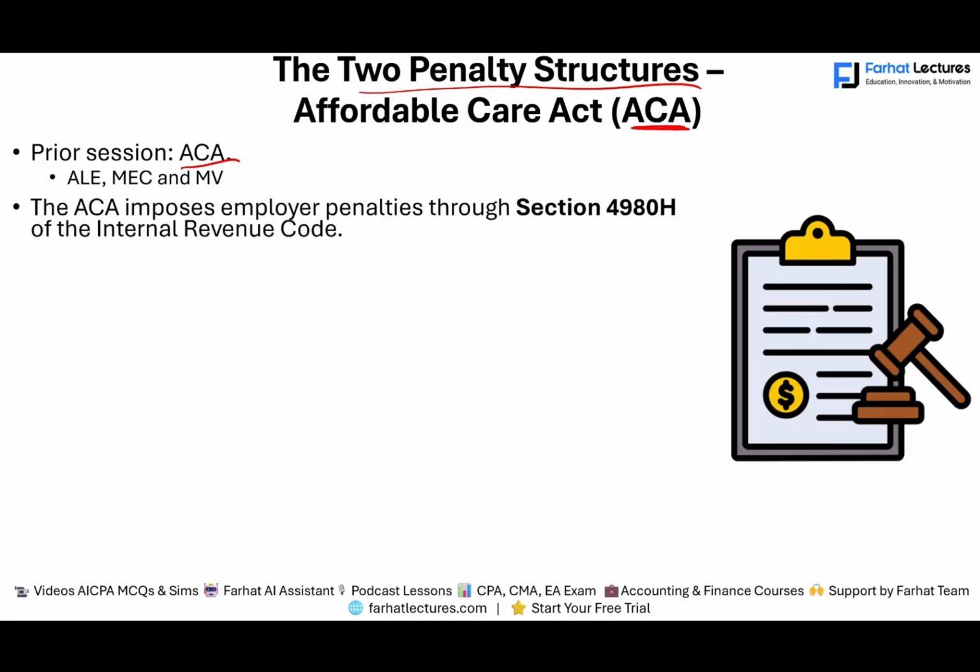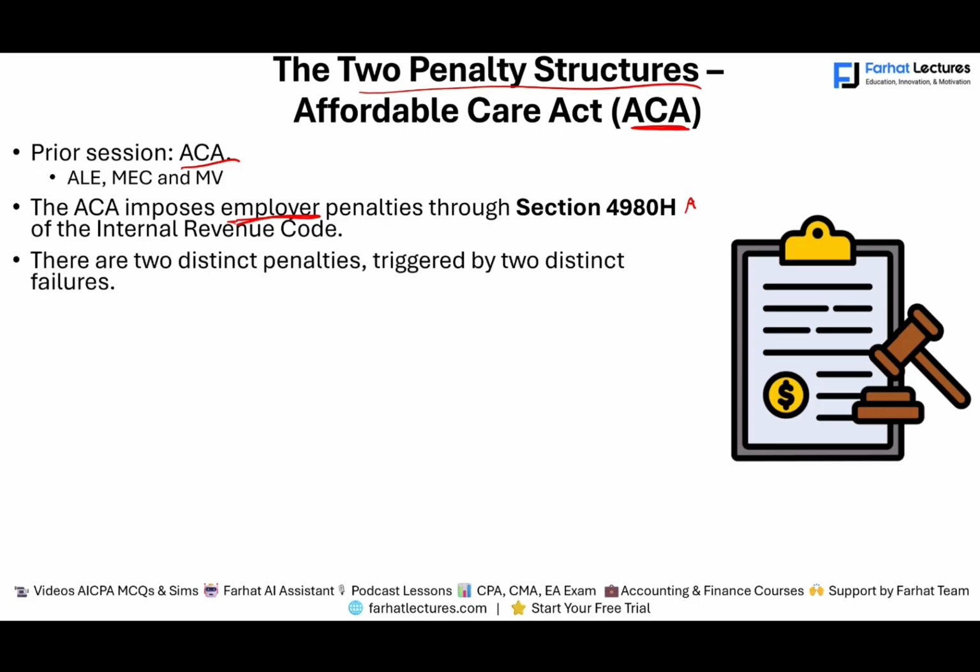So the ACA imposes employer penalties. Again, we're talking about employers, the company penalties, through section 4980H. Just the code, because the penalty is going to be 4980H(a) and 4980H(b). Just the code. And those are two distinct penalties triggered by two distinct failures. That's why I have two penalties.